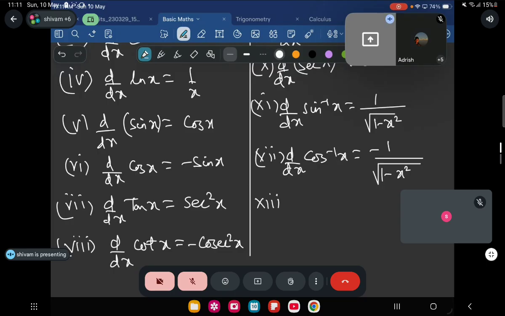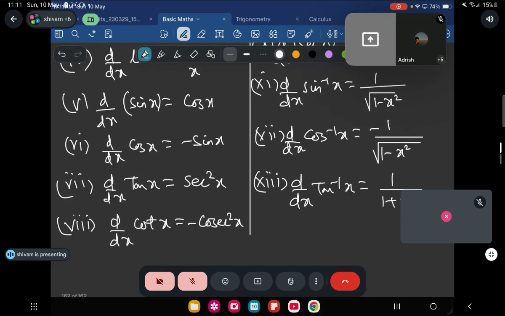Number 13, dy/dx of tan inverse x will be equal to 1 by 1 plus x square. Number 14, dy/dx of cot inverse x will be equal to minus 1 by 1 plus x square.